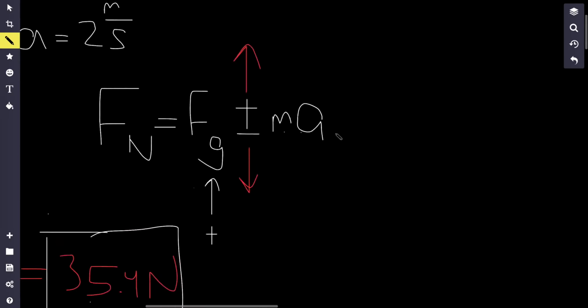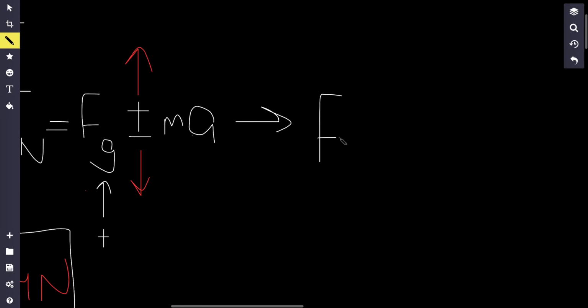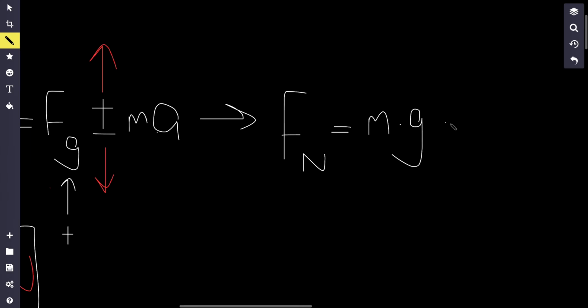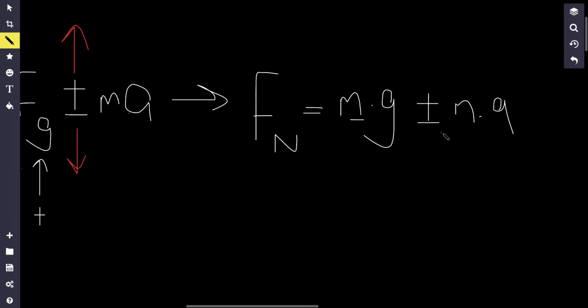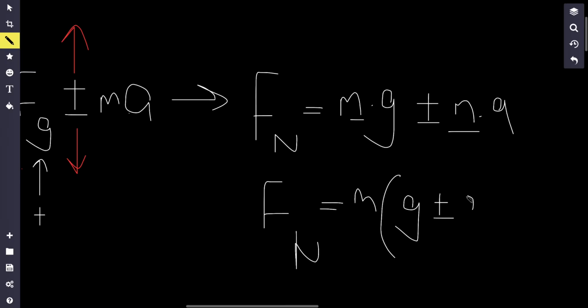Another way you can write this formula actually is F of n is equal to, and the force due to gravity, you can just write that as mass times gravity, right? Plus or minus mass times acceleration. If I factor out an m here, I get F of n is equal to mass multiplied by gravity plus or minus the acceleration. So that is another way you can write out the formula in a more concise form.